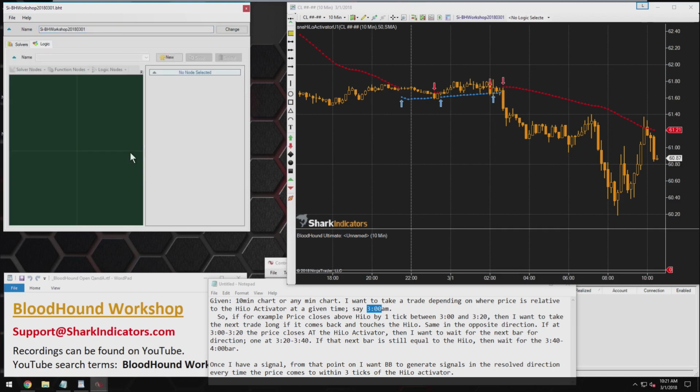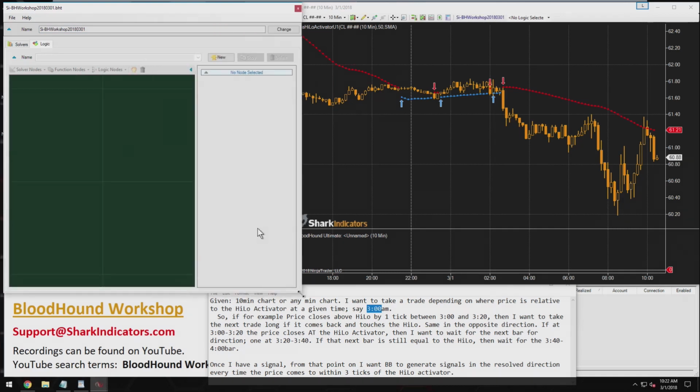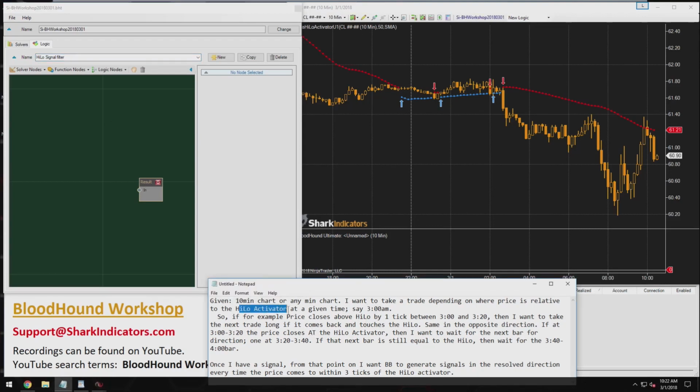I'm going to start working on the logic tab, and we'll start working on the logic template here. Let's hit the new button to start a new logic template. And let's see what to call this. We'll call this the high-low signal filter. That's the gist of what we're doing here: we're using the high-low activator as a trend filter, to filter out our signals.